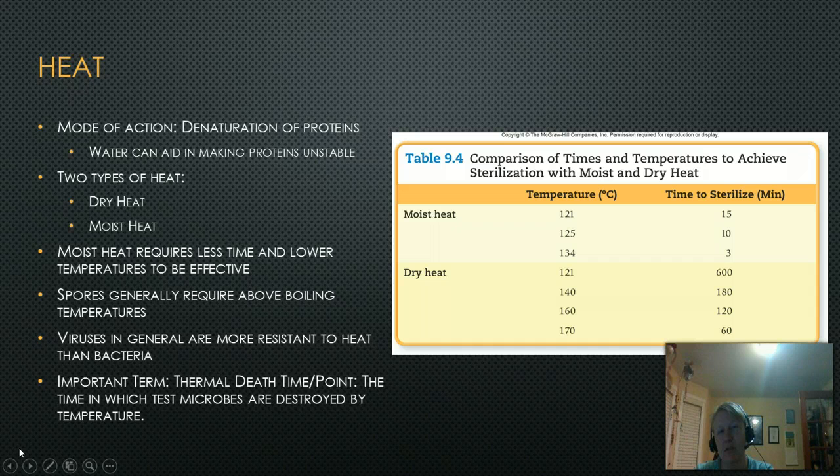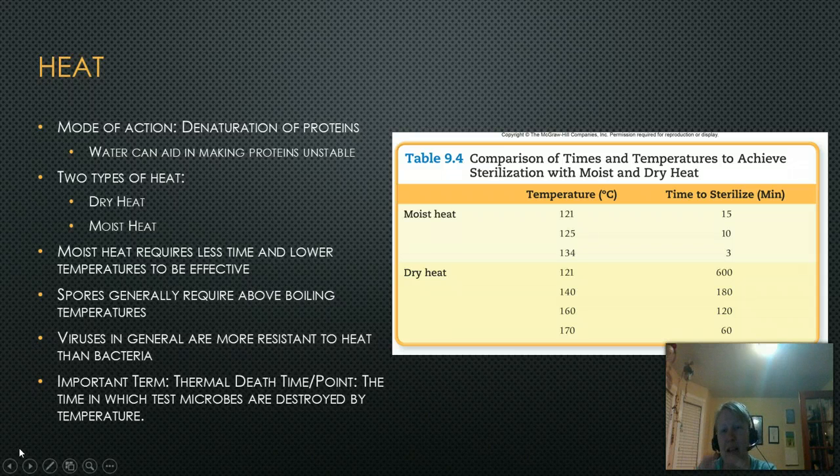Just a couple notes on this. We talk about how resistant spores are. Spores generally need temperatures above boiling. So you'll see here on this chart that we tend to use about 120 degrees, 130 degrees of moist heat, and somewhere between 120 and 170 degrees for dry heat. So this will effectively take care of the spores. And to an extent viruses, because viruses tend to be more heat resistant. Viruses can be more susceptible to chemical controls, but in heat, viruses are more resistant.